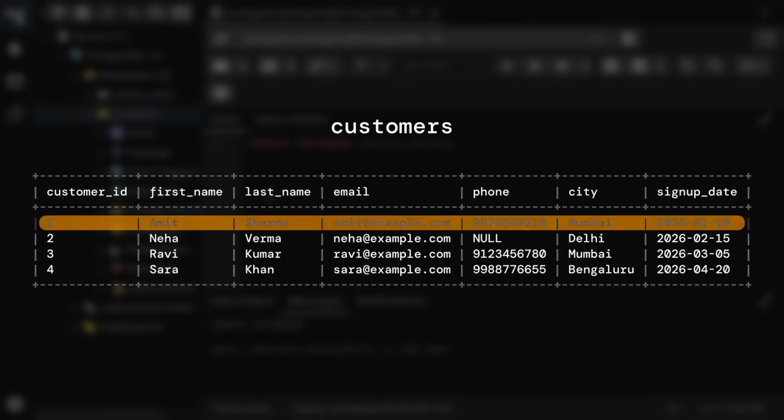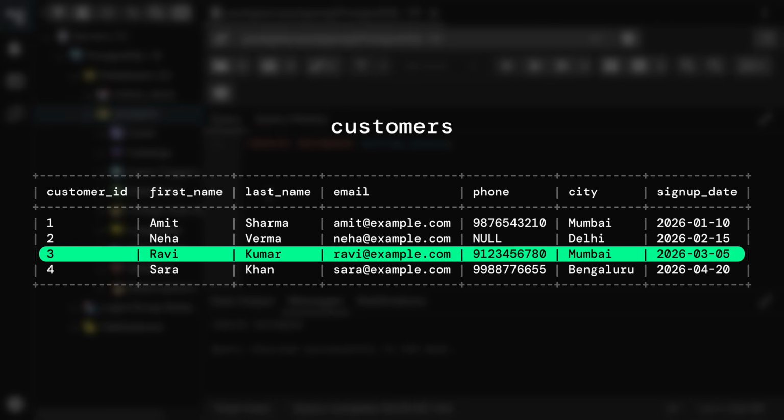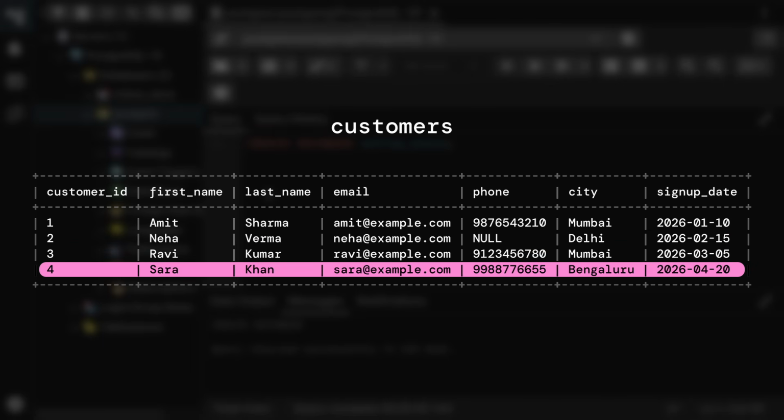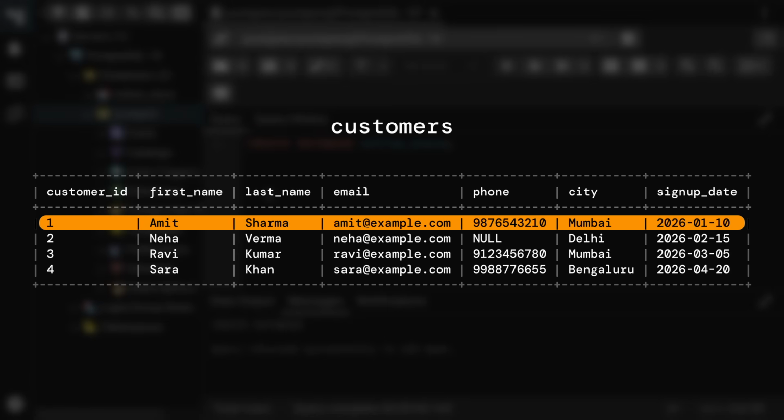Each horizontal entry in the table is called a row. A row represents one customer. For example, this row represents the customer Amit.